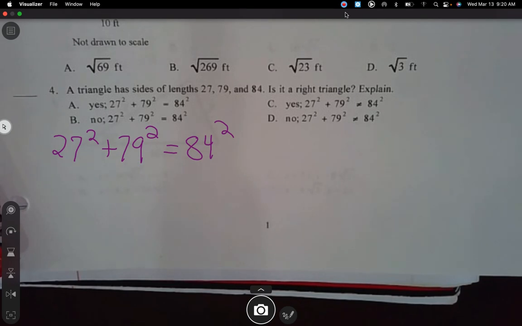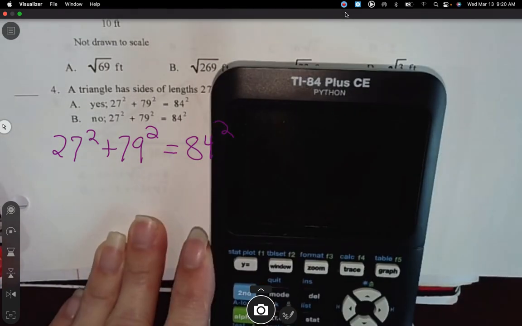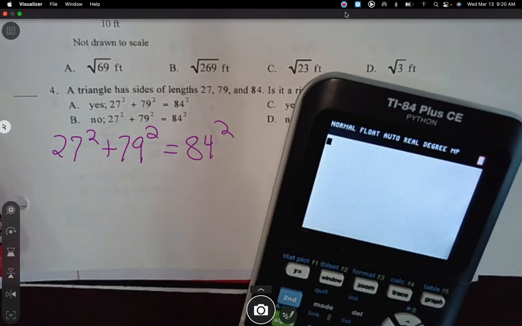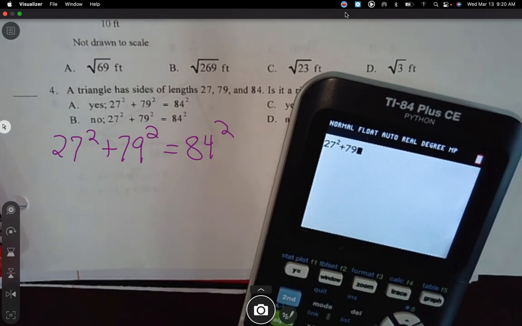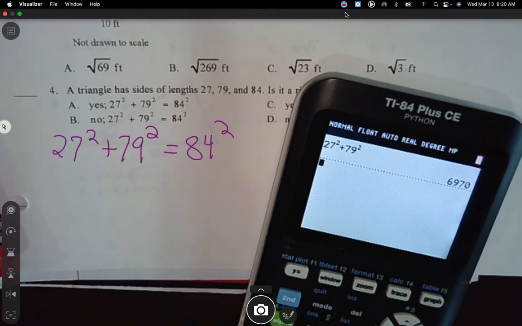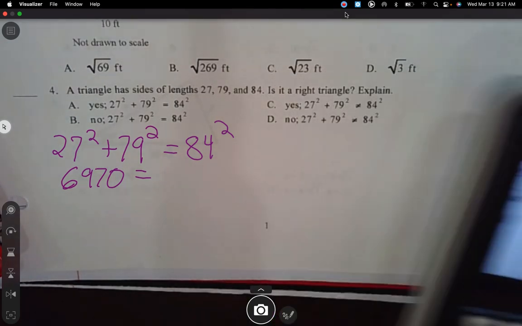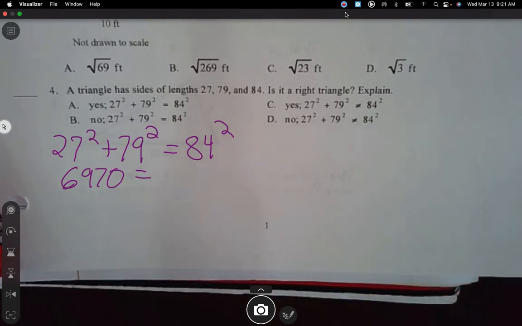What I would do is just type it in my calculator, watch. 27 squared plus 79 squared. Okay, so I'm going to write that on this side. And then on the right side, I would type in 84 squared. And do they equal? No. They don't. That gets 7,056. So is that a right triangle? No. Now notice 2 answers say no.